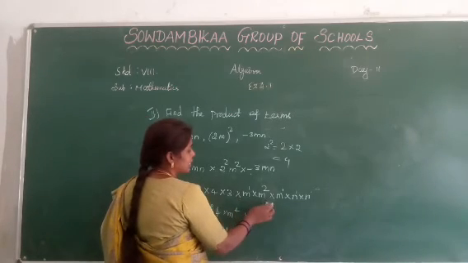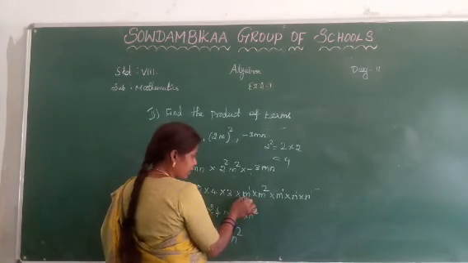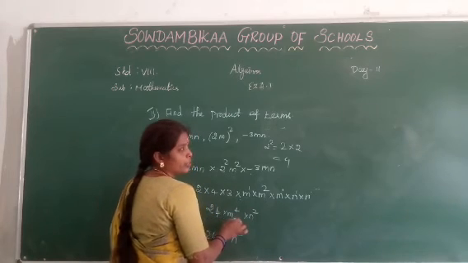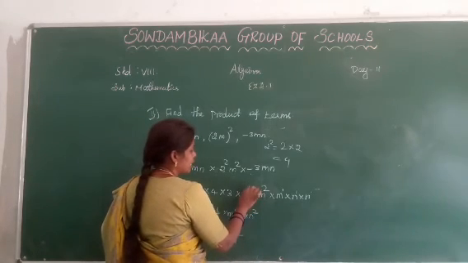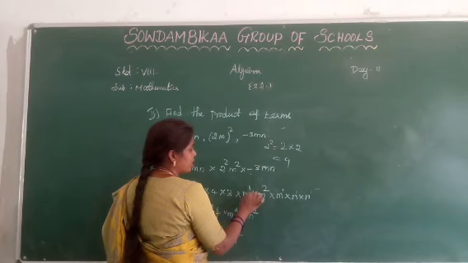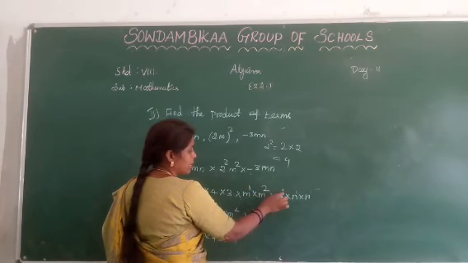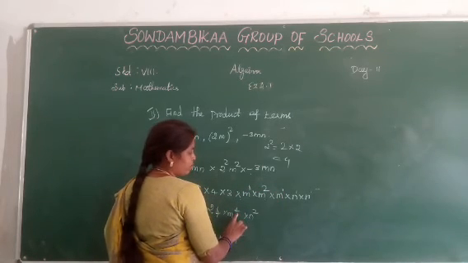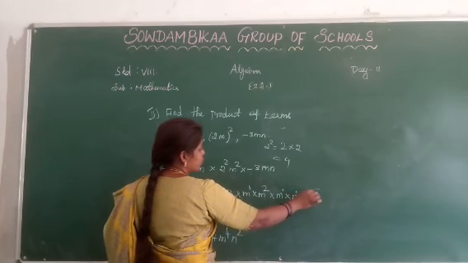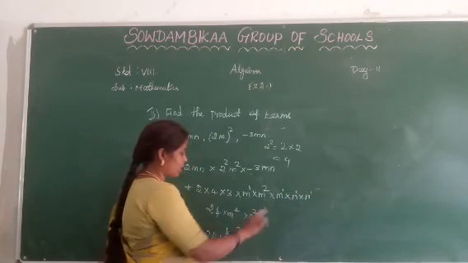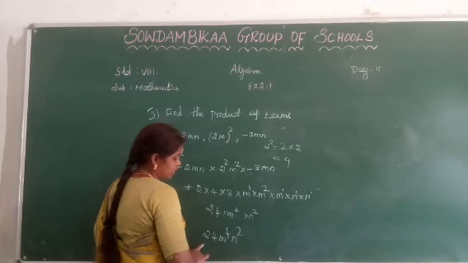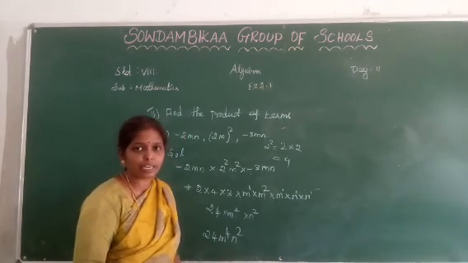After that you multiply the same variables, taking out the common variable, you add the power values. There is no power value for m, so you take 1. 1 plus 2 is 3, 3 plus 1 is 4. Therefore, m power 4. For n there is no power value, so you consider it 1. So 1 plus 1 is 2. Therefore, your answer is 24 m power 4 n square.